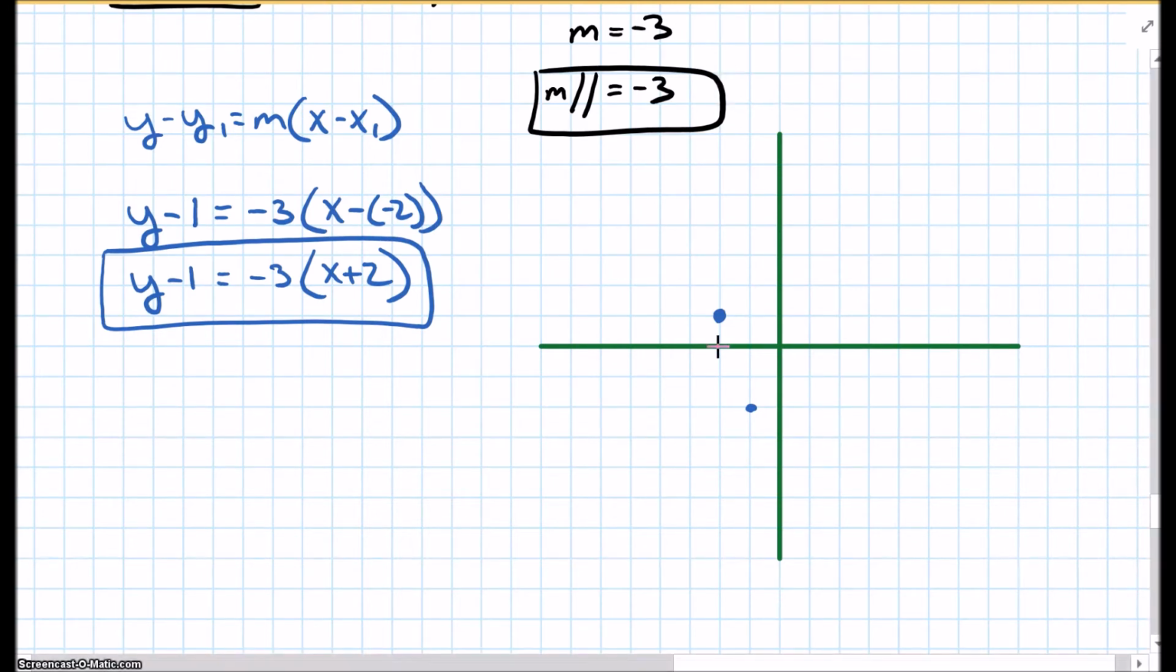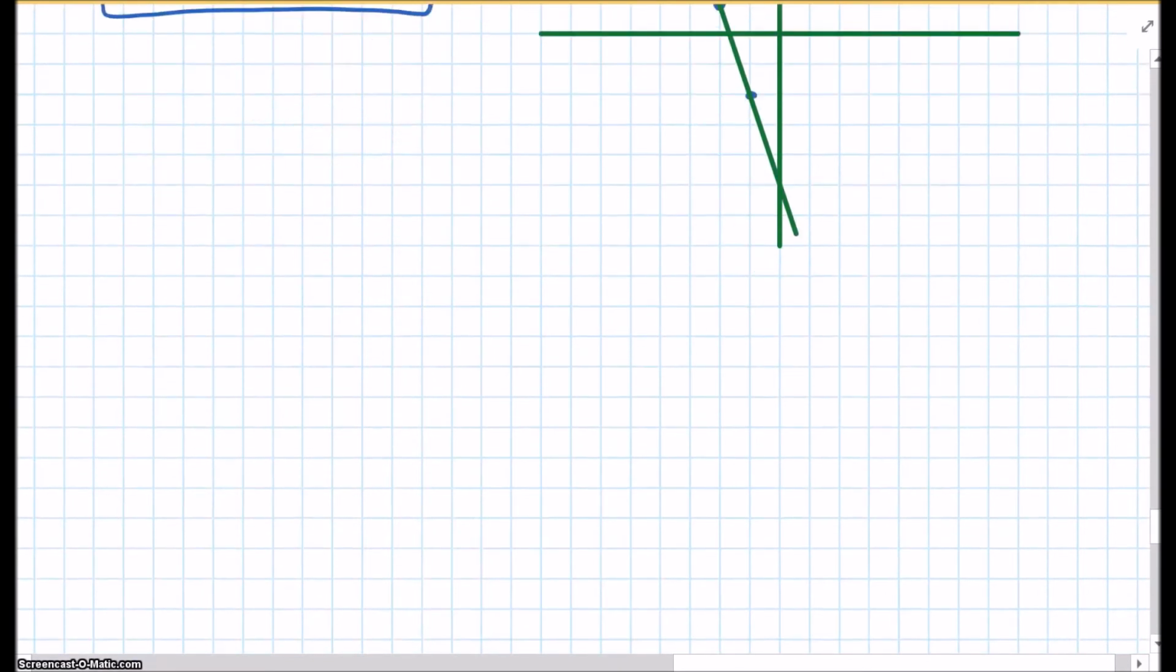So I'm going to have a negative slope. There we have it. There's our line, right there. Okay, so that's how we did a line that we know is parallel to another line.